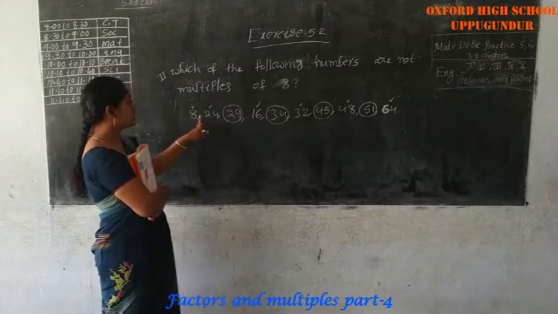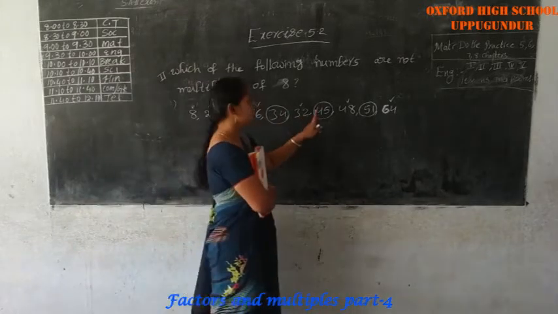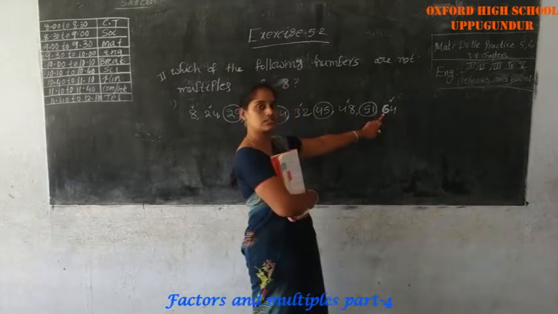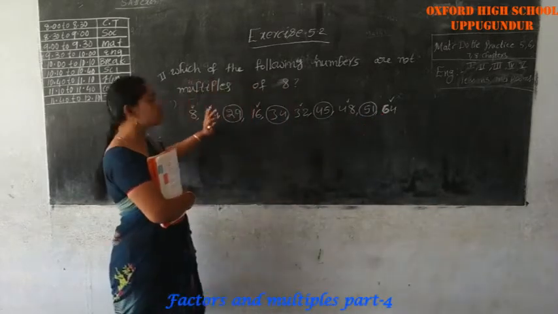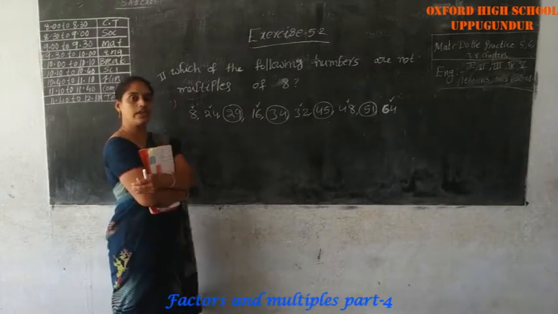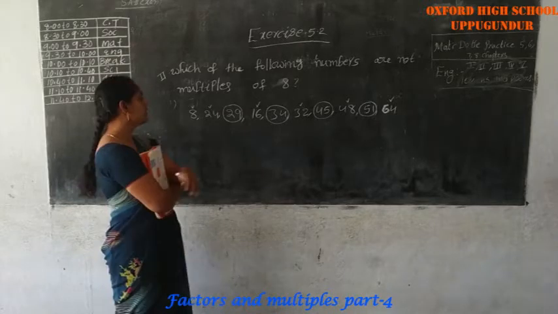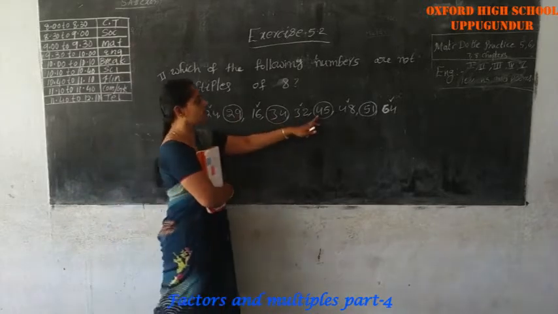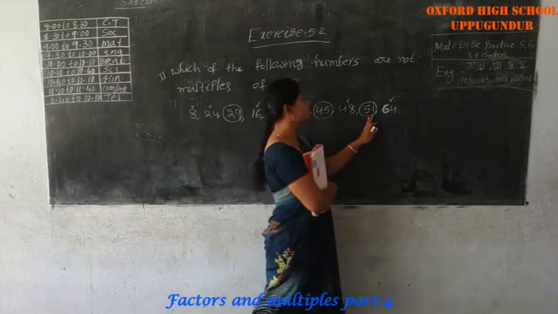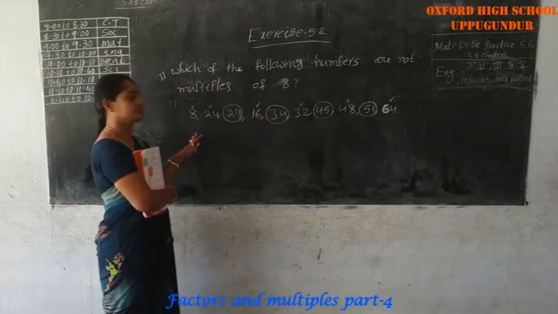8 1 jar 8, 8 2 jar 16, 8 3 jar 24, 8 4 jar 32, 8 6 jar 48, 8 8 jar 64. These are multiples of 8. Okay, these values are possible in the 8 table. Next, the remaining values are not possible, not multiples of 8.